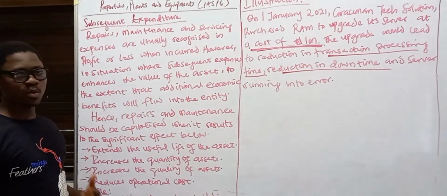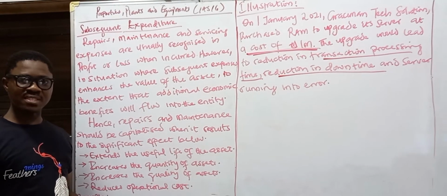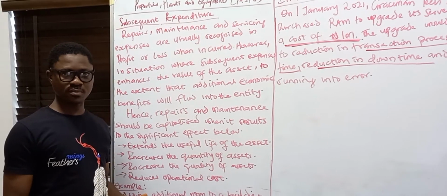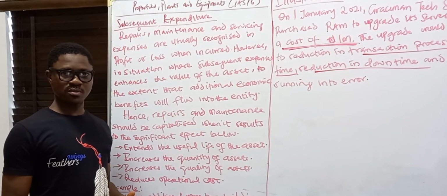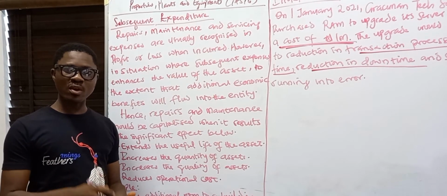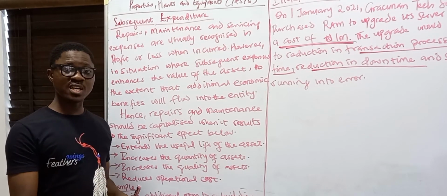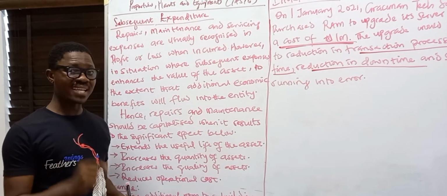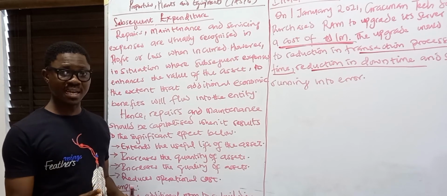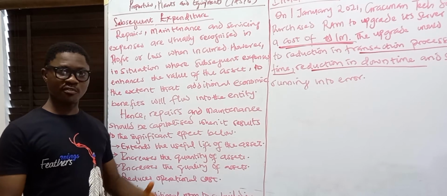So we go to subsequent expenditure. Subsequent expenditure, repairs, maintenance and servicing on assets are to be expensed in the profit or loss account. But there are exemptions, and the exemption is any expenditure that improves the quality of an asset to the extent that future economic benefit will flow into the entity as a result of that expenditure. Such expenditure should be capitalized, and there are a good number of conditions.